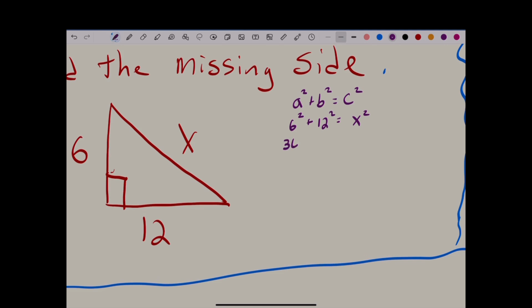6 squared is 36. 12 squared is 144. Add that together, you get 180 is equal to x squared. I think that's 180. Yep. Take the square root of both sides, leaving it at x is equal to the square root of 180. That was fine. And 13 point something, I suppose, is what it is. Just kind of remind you a little bit about what you did back in algebra.